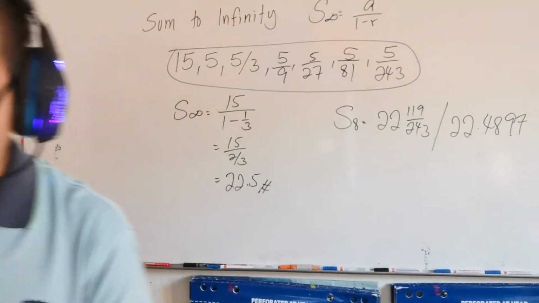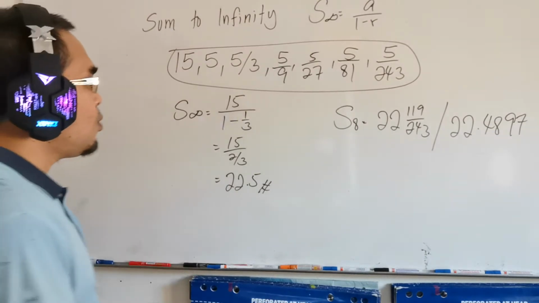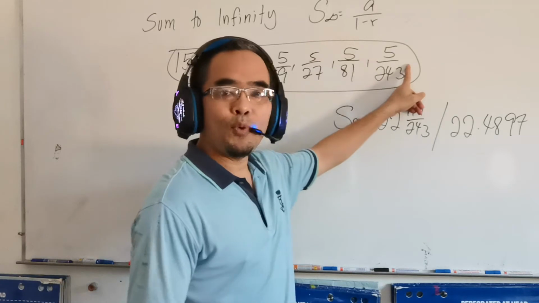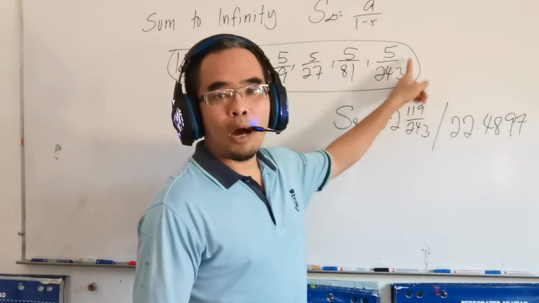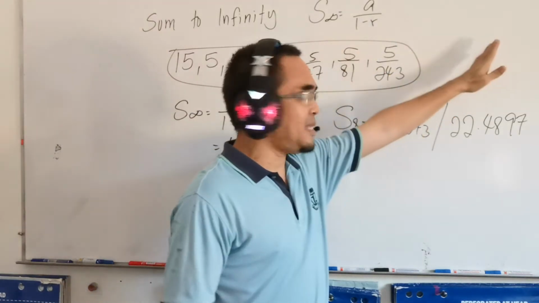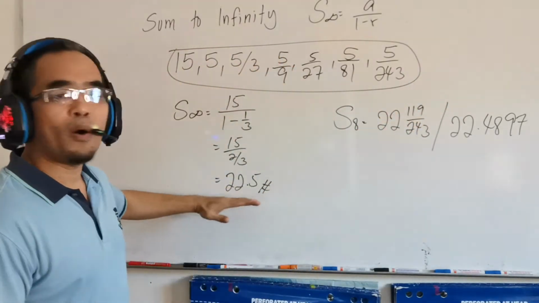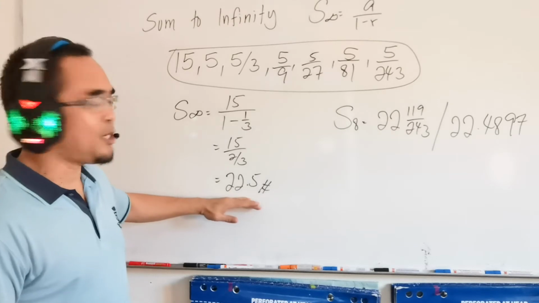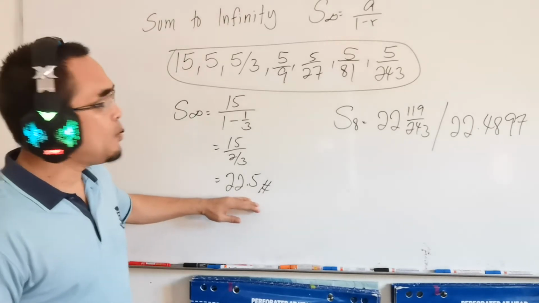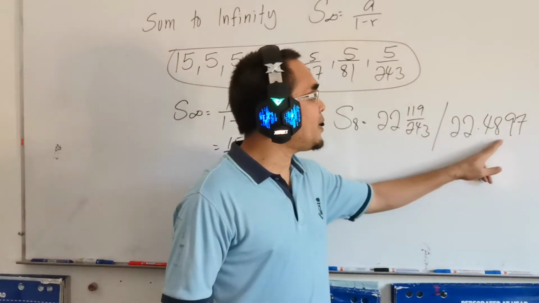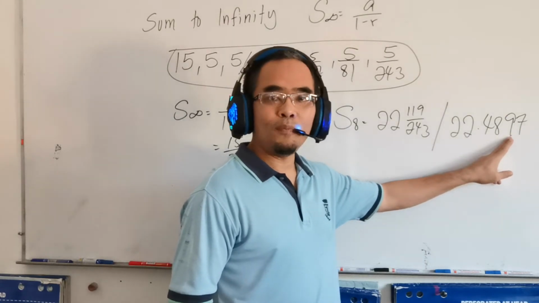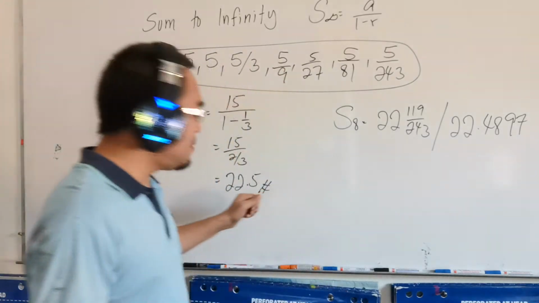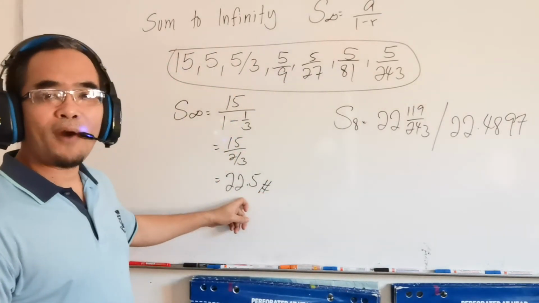Okay, so again, why is it sum to infinity? Because if you add another 1000 numbers after this, it will not be more than 22.5. In fact, it will not touch 22.5. It will just go on and on, nearer to the value. So do you understand why it will not go to 22.5?